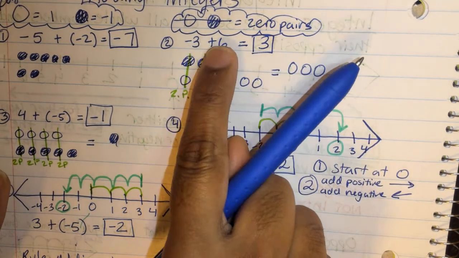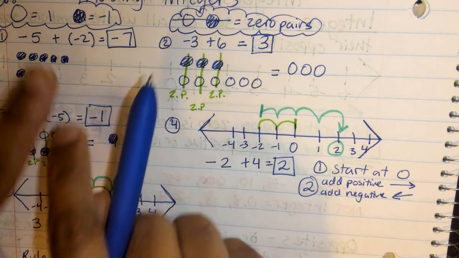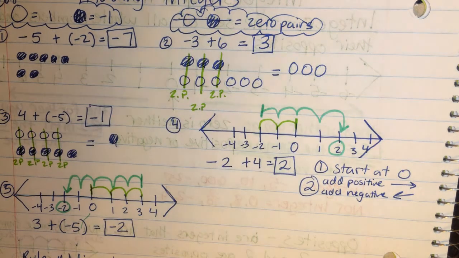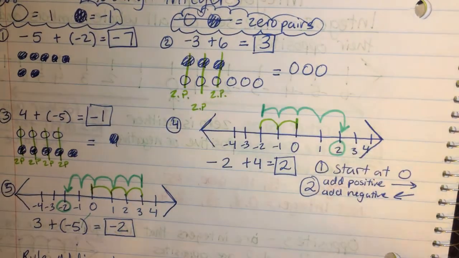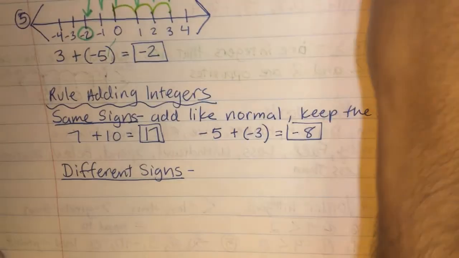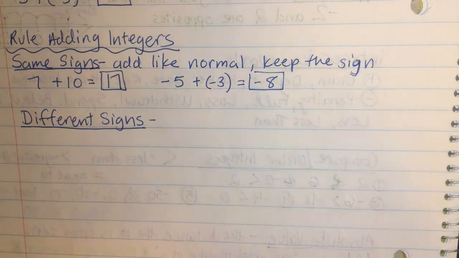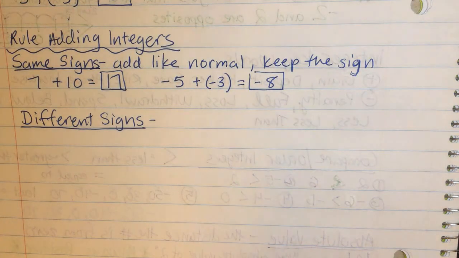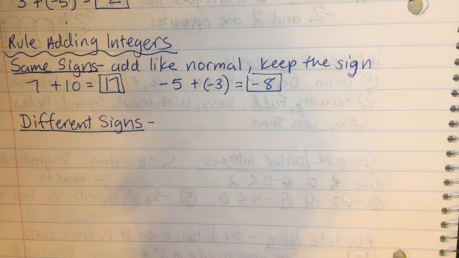Every time, notice I only did 0 pairs when my two numbers were different signs. Here is a negative and a positive, here is a positive and negative. When they're the same sign, it's a happy fairy tale. I can just add like normal and keep the sign the same. But when I have different signs, I have to do the 0 pair. And Abigail said that when we have different signs, we do 0 pairs, that's like subtraction. And that's exactly what it's like.